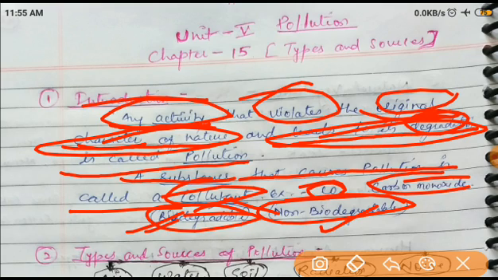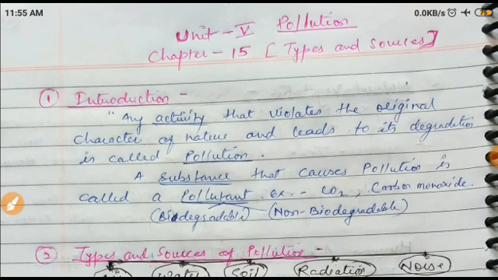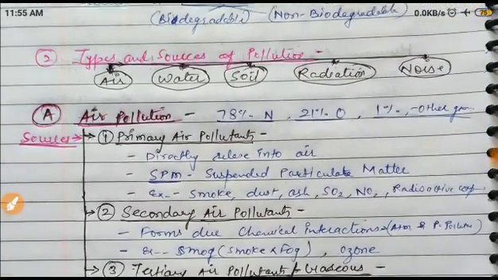Examples of biodegradable material are, at our home, fruits, vegetables, their peelings, plant material and animal material. These are all biodegradable. In place of it, non-biodegradable materials are plastic and polythene. Which can degrade completely is called biodegradable, and which cannot is non-biodegradable.